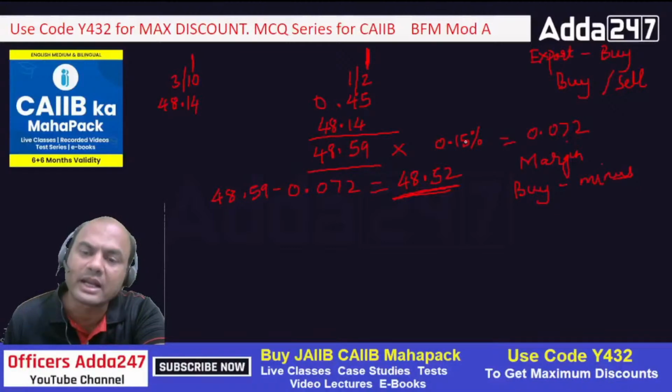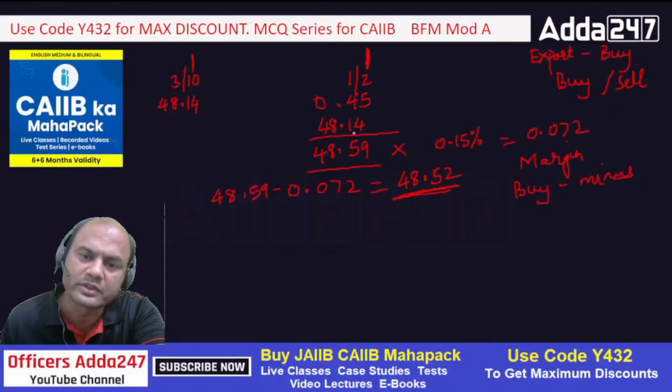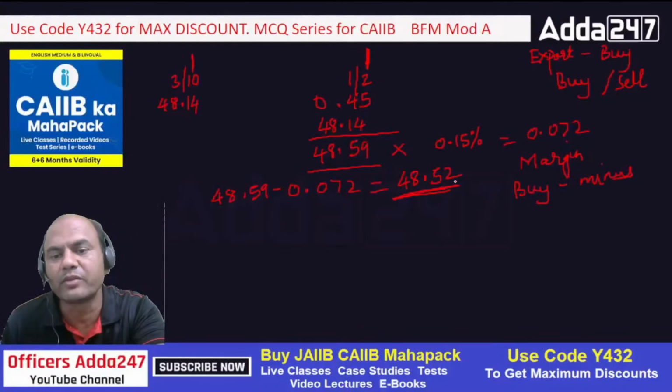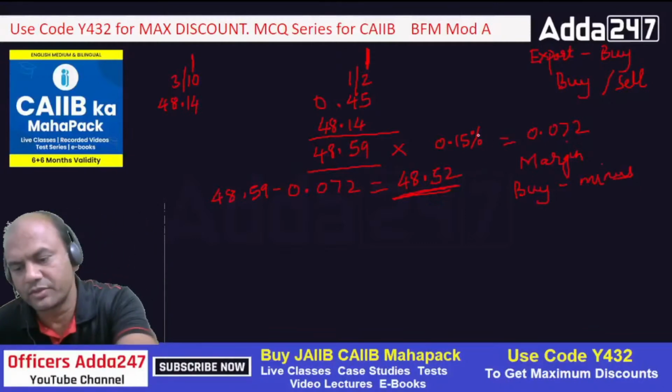Then we will subtract the margin over here. So 0.15% is given in the problem. So 0.072 we are getting. So we will subtract this 0.072 from 48.59. You'll get this as 48.52. Okay. Got it? Chalo. Next one.